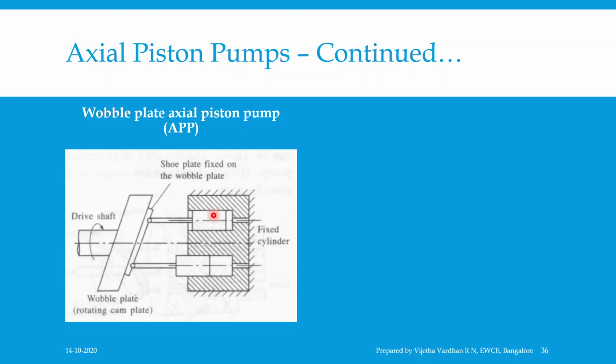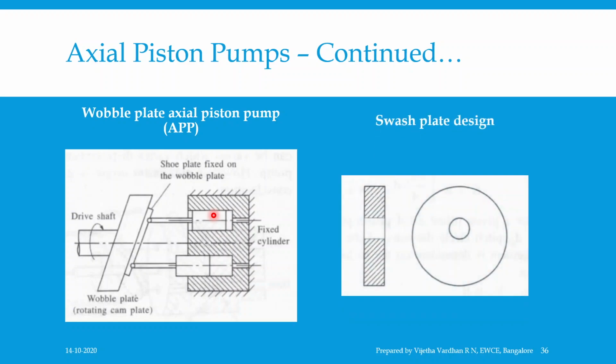If there is a mechanism with which θ can be varied, then such axial piston pumps will be called variable displacement piston pumps. Out of which we have two types. One is called swash plate design and another one is called bent axis. Now, what is called a swash plate design? Let us understand about that.